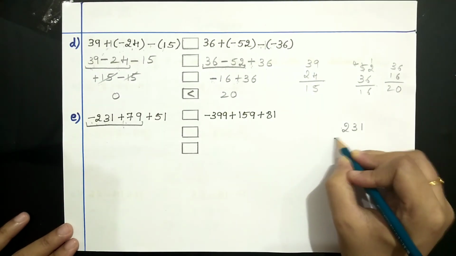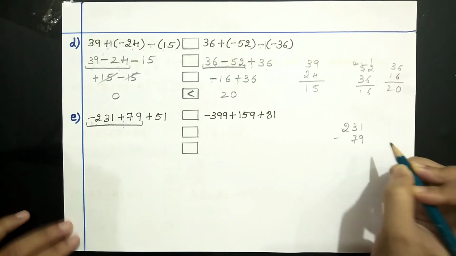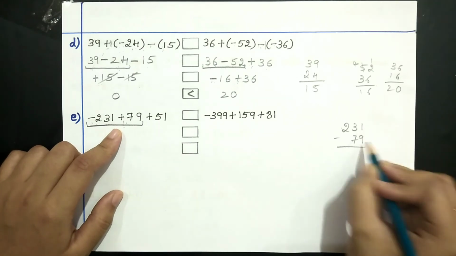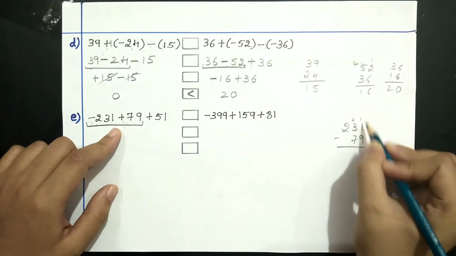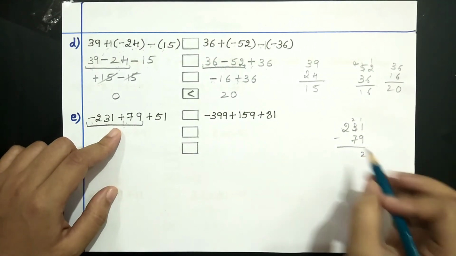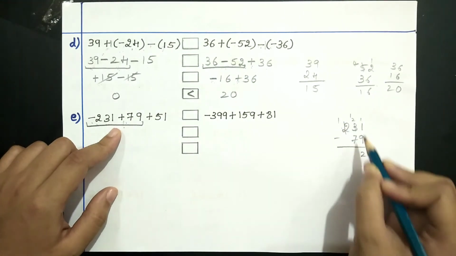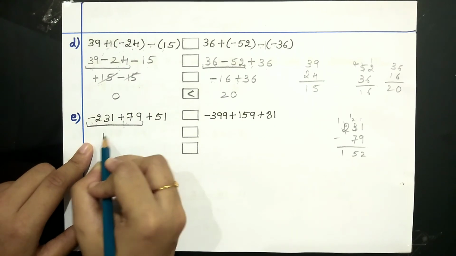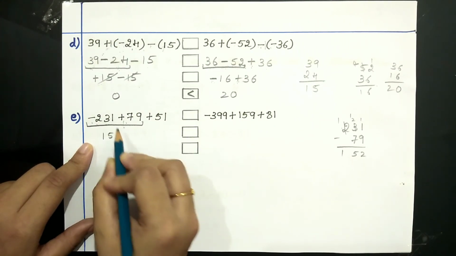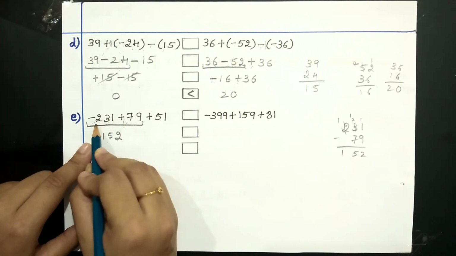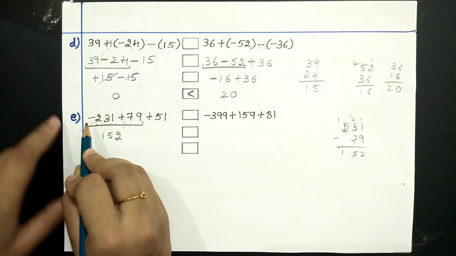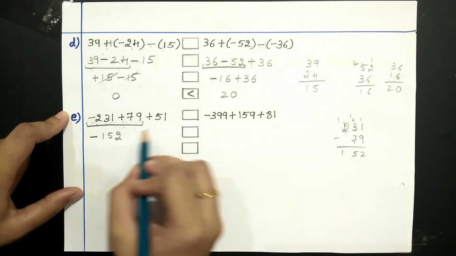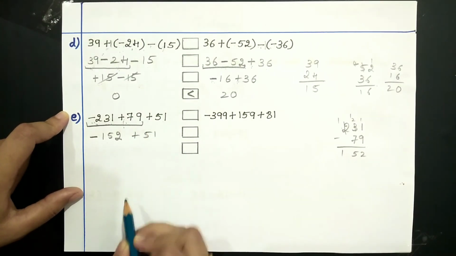231 minus 79. This becomes 2, this becomes 1, remainder is 2. 1, 1, 12 minus 7 is 5 and this is 1. So this becomes 152. And which sign you have to give? Greater number sign. 231 is greater, it is having minus sign here. So let me put minus here. What is remaining here? Plus 51 is remaining.